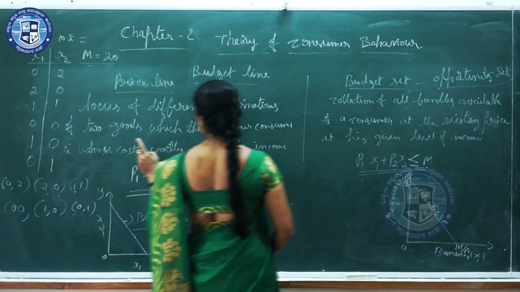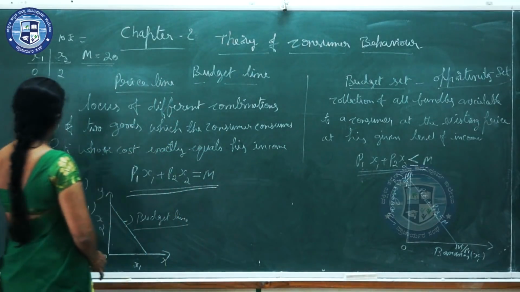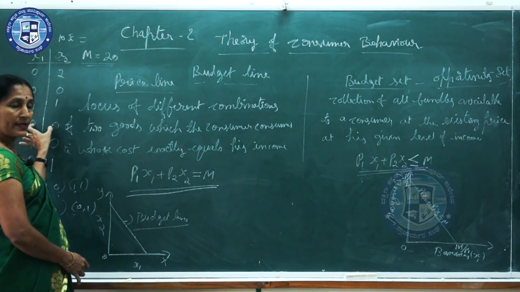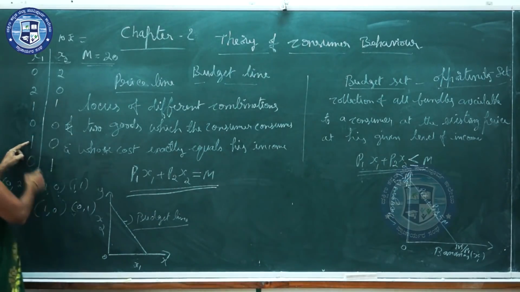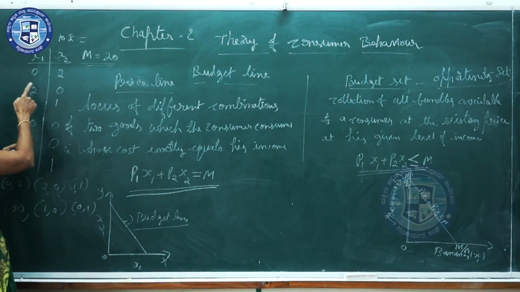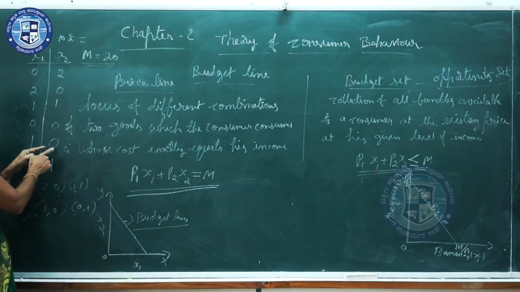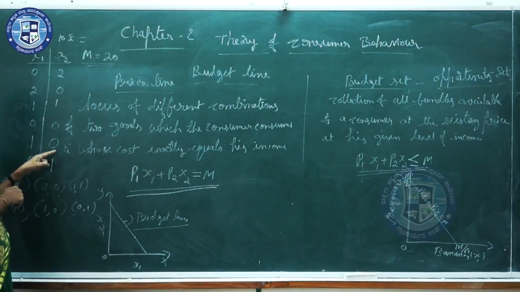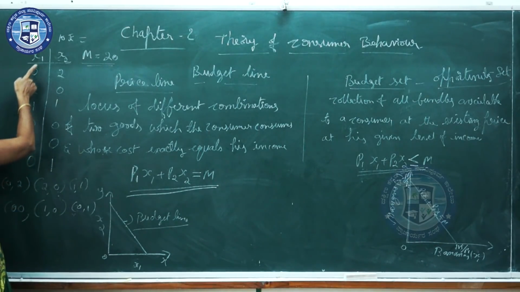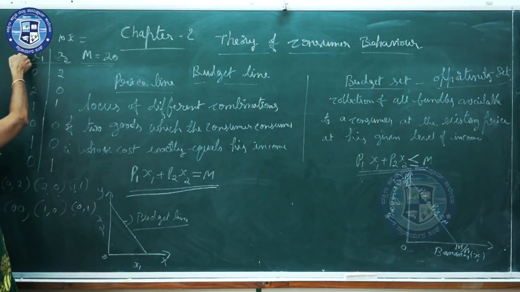As I showed here, he cannot purchase both commodities. He can purchase 1 unit of commodity x1 with that 20 rupees, and then he is left with 10 rupees in his pocket, without purchasing x2 commodity, since the x1 commodity price is 10 rupees.